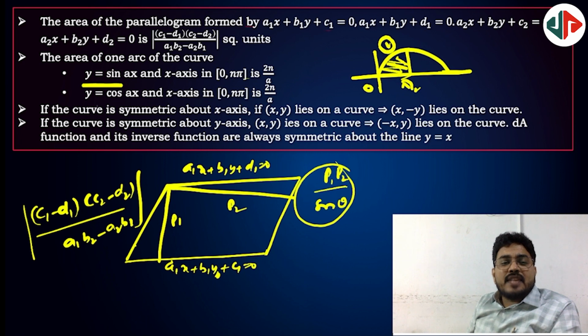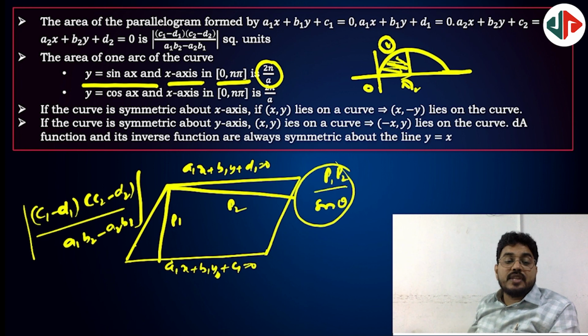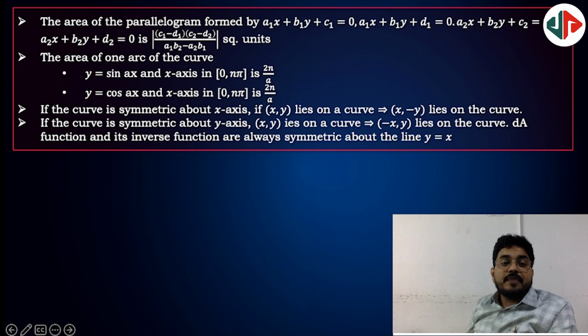Y is equal to sine ax, and the x-axis in the interval 0 to n pi will be equal to 2n by a, because of periodicity. Those things will come. And in areas, the major thing is drawing the graphs, beta. If the curve is symmetric about the x-axis, what is the meaning?